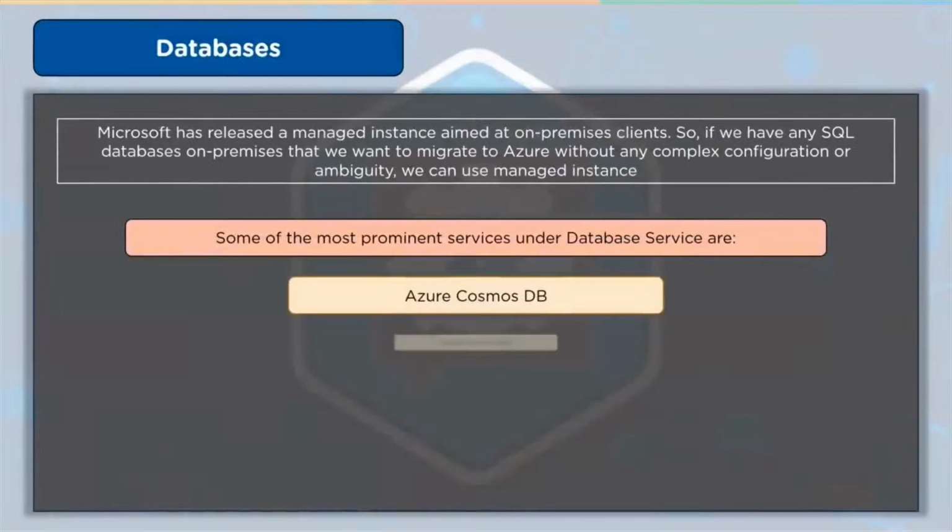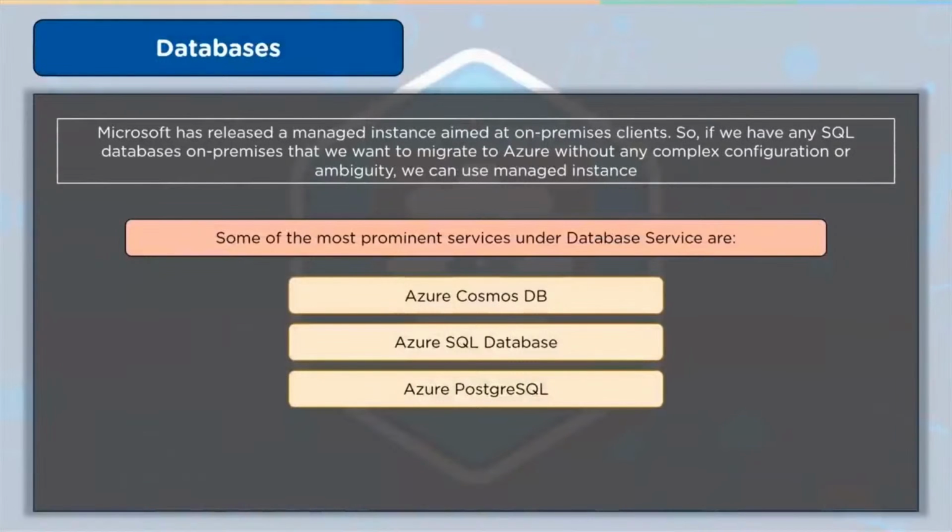Azure Database is a fully managed platform as a service database engine that automates the majority of database management tasks, such as updating, patching, backups, and monitoring. Microsoft has released a managed instance aimed at on-premises clients. So if we have any SQL databases on-premises that we want to migrate to Azure without any complex configuration or ambiguity, we can use managed instances. The most prominent services under database service are Azure Cosmos DB, Azure SQL Database, and Azure PostgreSQL.